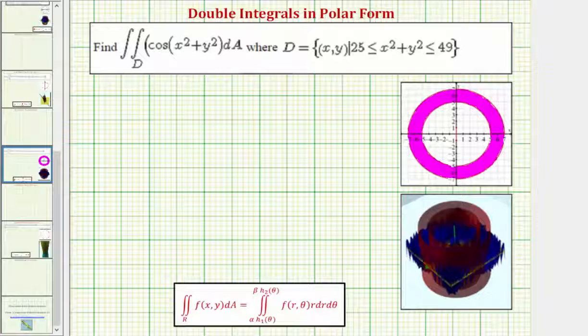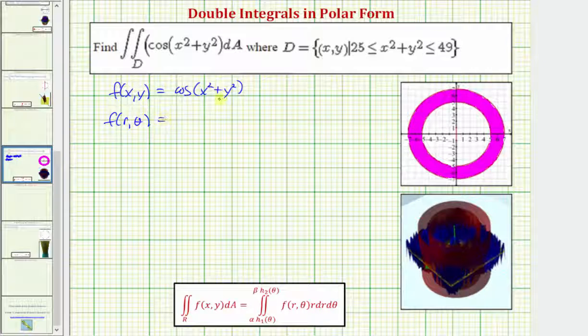So going back to our work, again, we know that f of x comma y is equal to cosine of the quantity x squared plus y squared. But we need a function in terms of r and theta for the double integral in polar form. So f of r comma theta would be equal to, well, x squared plus y squared is equal to r squared. So we just have cosine of r squared. So now we'll set up the double integral in polar form. So we'll have f of r comma theta, which we now know is cosine r squared. And then we have r dr d theta.